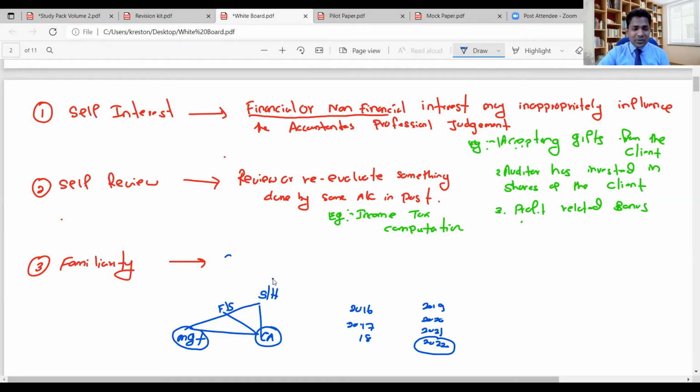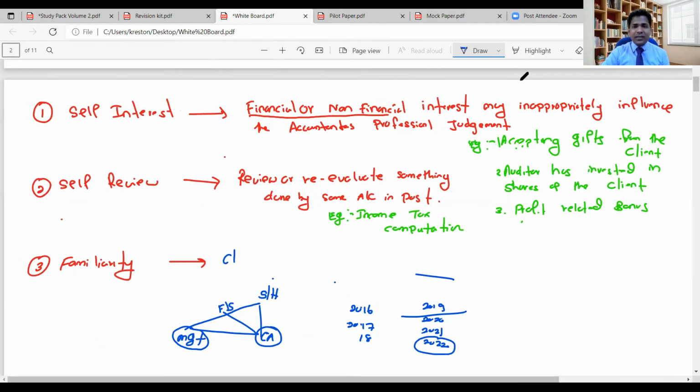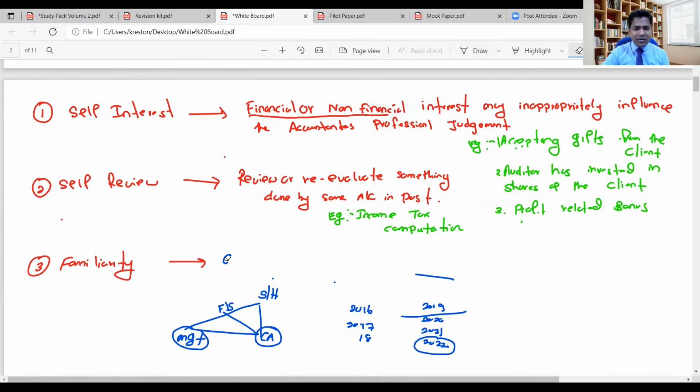So this is a close and personal relationship. If you are having a close and personal relationship, that is a challenge, or a threat, to maintaining the fundamental principles of a chartered accountant.